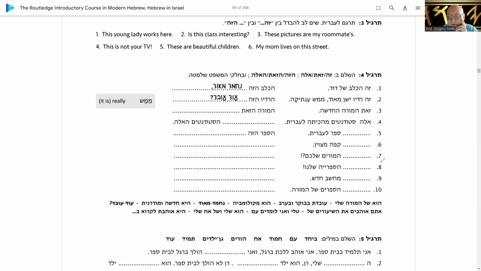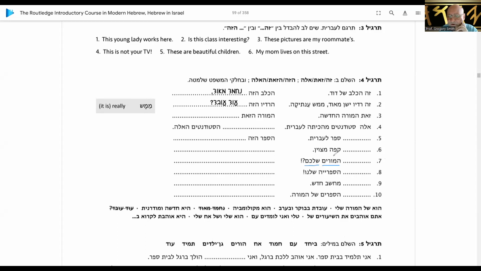All right, number 7. Blank Hamorim Shachem. So it's like the teachers belonging to them. So it's like if you were to say these are the teachers, these are their teachers. Maybe they'll look kind of raggedy, you know. They don't really look like teachers. I don't know. Hamorim Shachem. These are their teachers. Let's try Ha'ela, I say, or just Ela. Ela Hamorim Shachem.